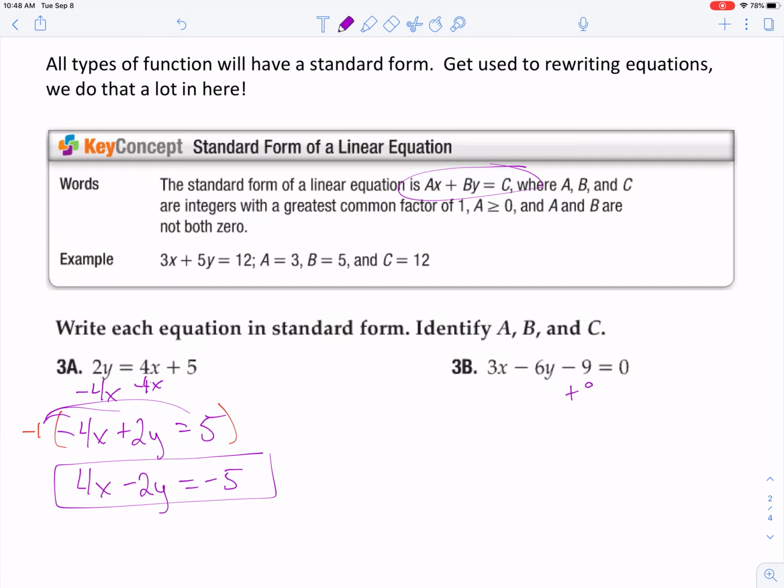The next one is pretty close, so I'm just going to get rid of the 9, move it to the other side. And so far it seems okay, but do you notice that 3, 6, 9, I can simplify that. I can divide all of those by 3, right? So divide by 3, and what that now gives me is x minus 2y equaling 3, and notice that none of those numbers are divisible by any other number. They're all simplified.